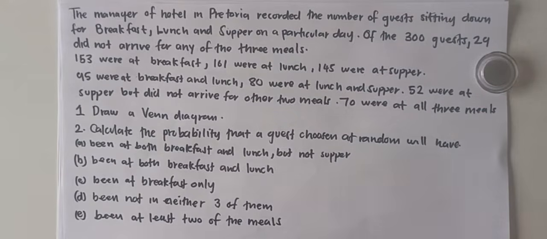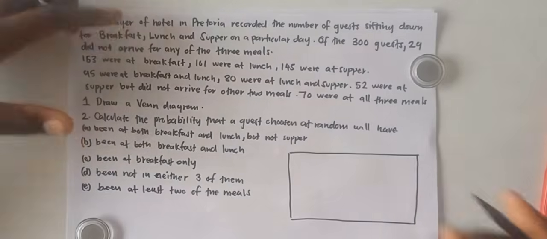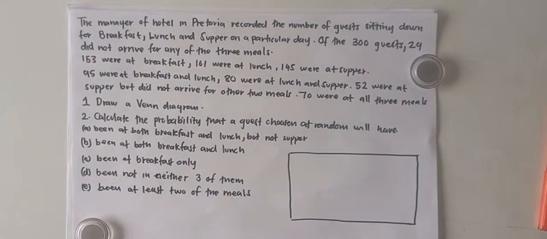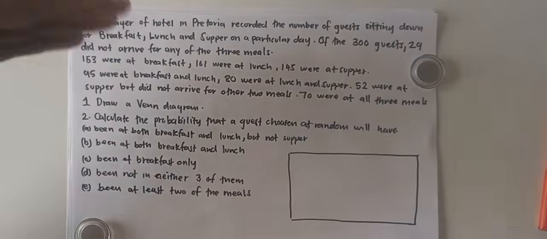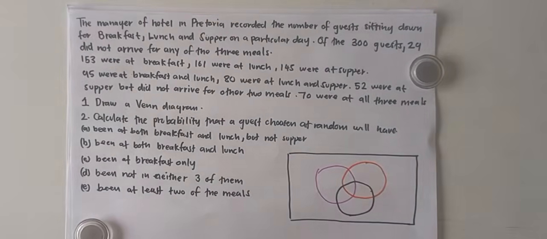This kind of Venn diagram has three events, not two. The first part says we must represent this information in a Venn diagram, so first we have to draw our Venn diagram. Inside it, we have to draw three circles to accommodate our three events. So here are our three circles, guys.